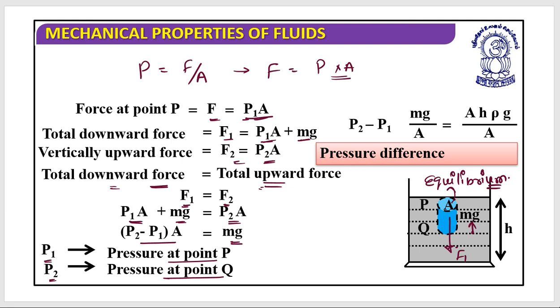So basically this is P2 minus P1, which is equal to A into h into rho into g, and this is gone. So from this I have this relation. Look at this, this is a very useful relation: P2 is equal to P1 plus h rho g. Is it clear? Let's look at the special cases of this.